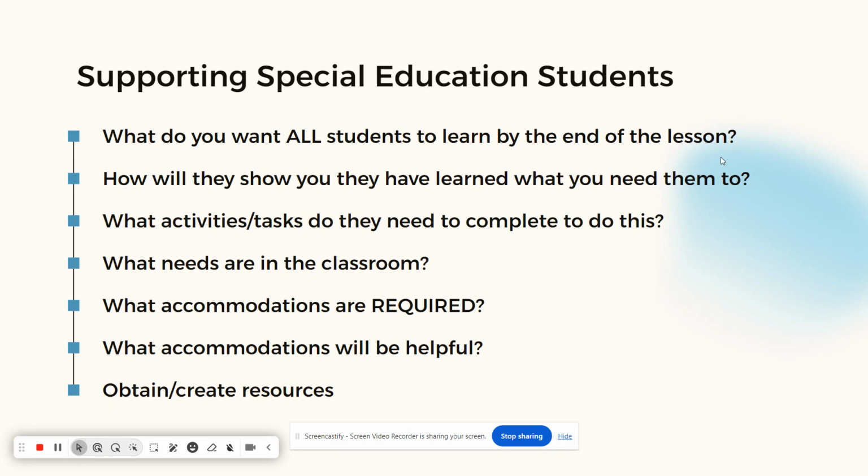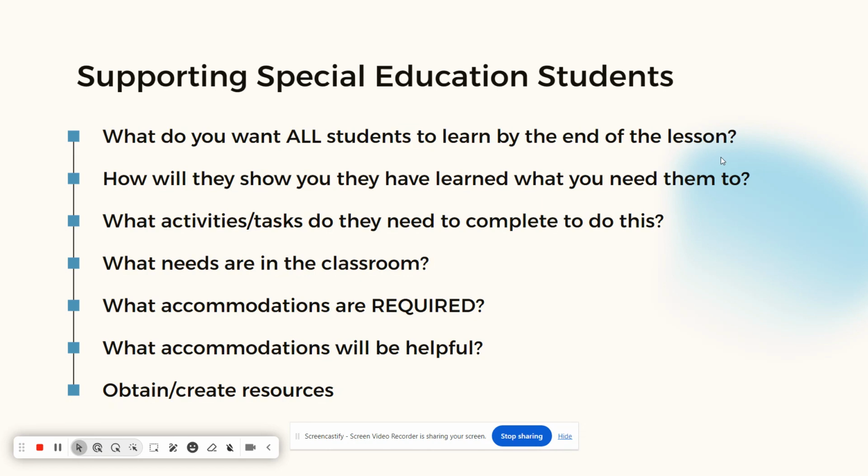How will they show you that they've learned what you need them to? What activities and tasks do they need to complete to do this? And that's where those frameworks come in. Is there a range of activities and tasks that they can do? Are there different ways of presenting material and information that are going to be more accessible for some students and more helpful?